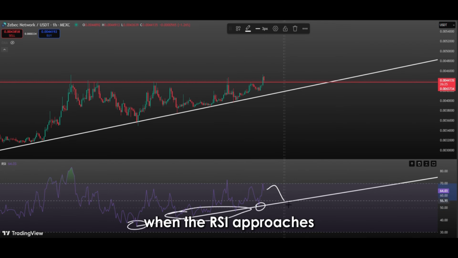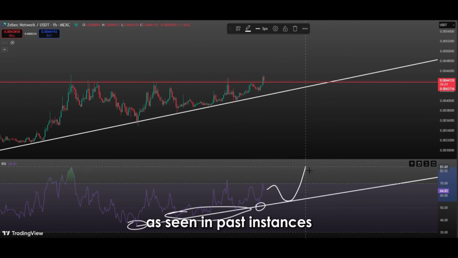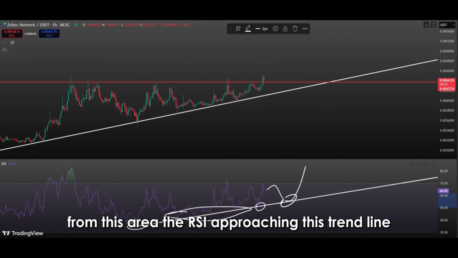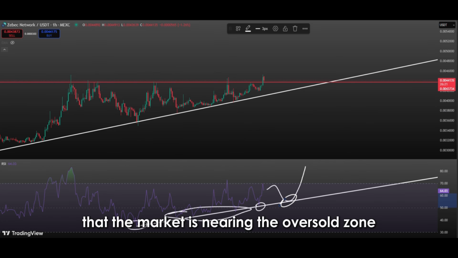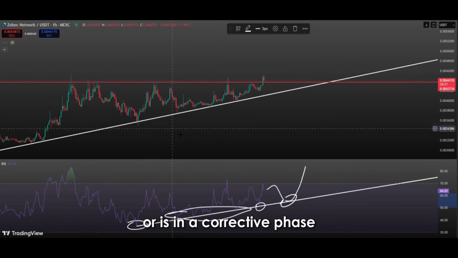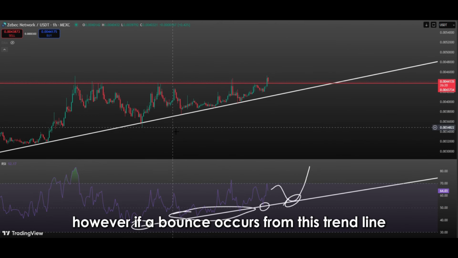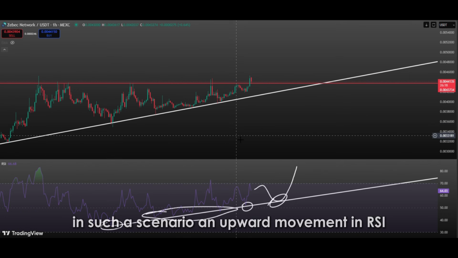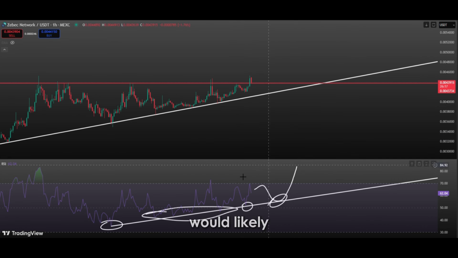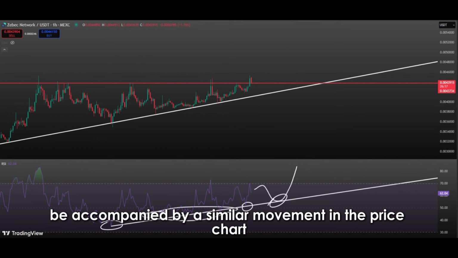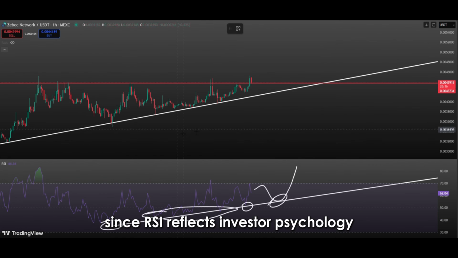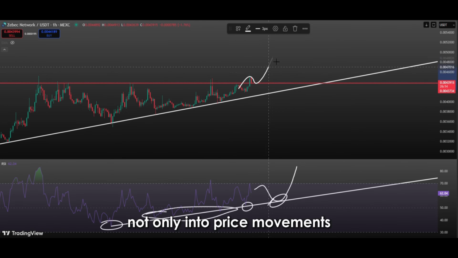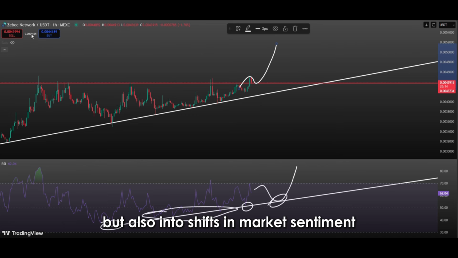When the RSI approaches or touches this rising trend line again, as seen in past instances, there is a high likelihood of another bounce from this area. The RSI approaching this trend line may suggest that the market is nearing the oversold zone or is in a corrective phase. However, if a bounce occurs from this trend line, it could indicate the end of the correction and the beginning of a new upward wave. In such a scenario, an upward movement in RSI would likely be accompanied by a similar movement in the price chart. Since RSI reflects investor psychology from a technical standpoint, trend lines on this indicator provide insights not only into price movements, but also into shifts in market sentiment.